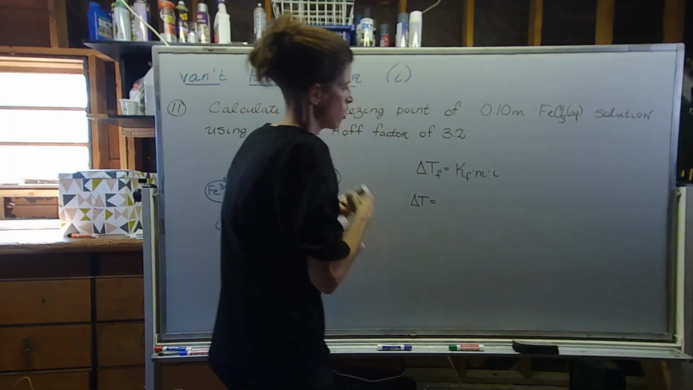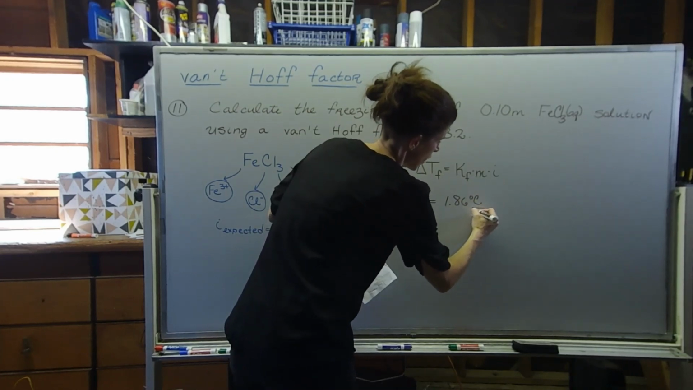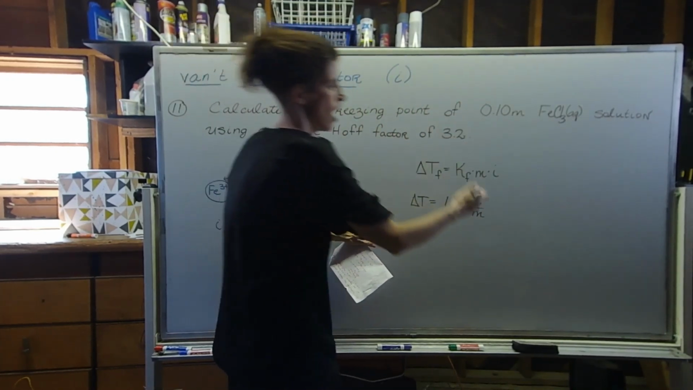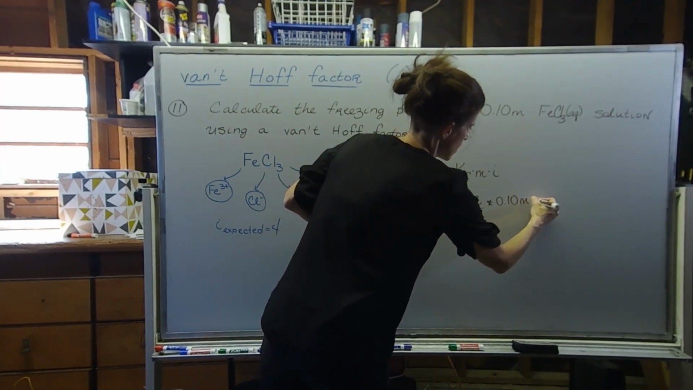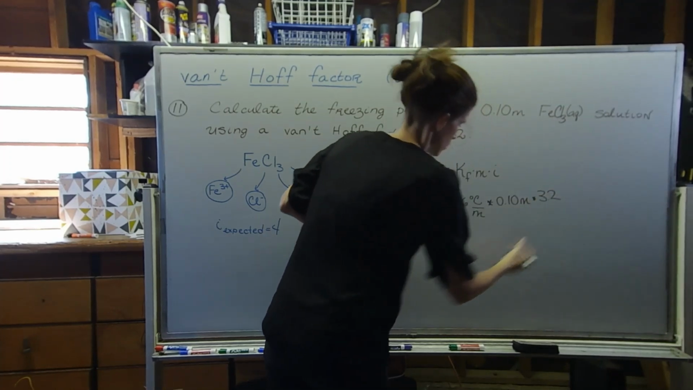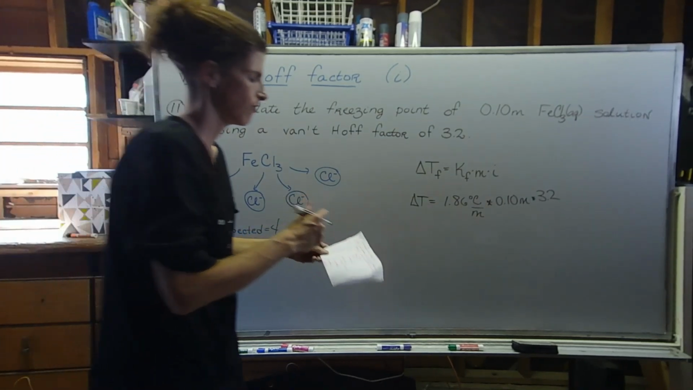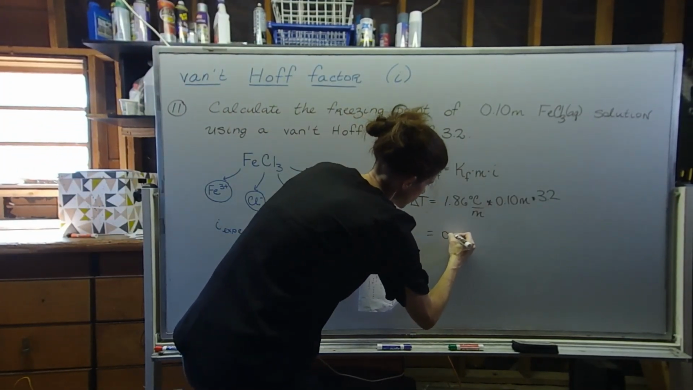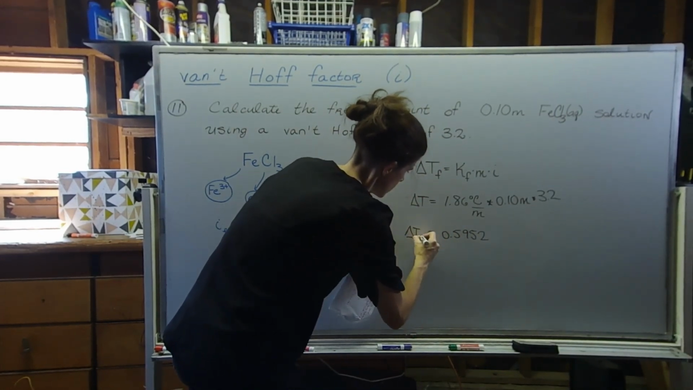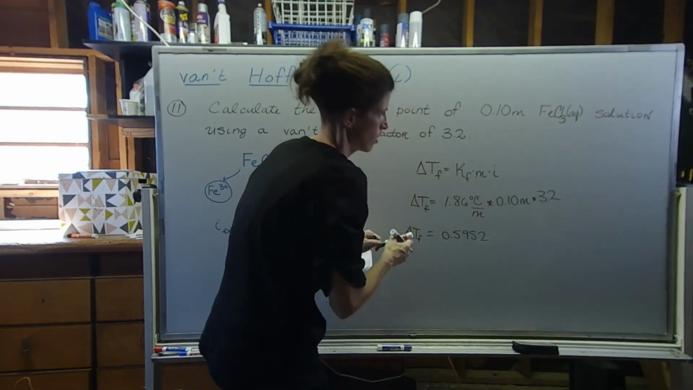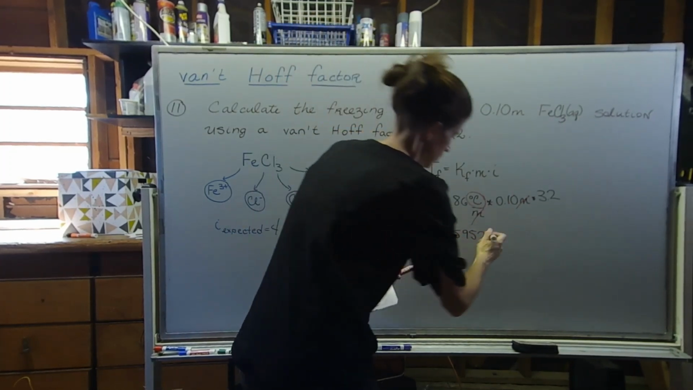So plugging and chugging over here, I'm going to do 1.86 degrees Celsius per molal because it's an aqueous solution. I'm going to use the 0.10 molal that they gave us, and then my i value of 3.2. At that point, I got a value of 0.5952. And if I check my units real quick, molal cancels molal, and so I'm just left with degrees Celsius there.